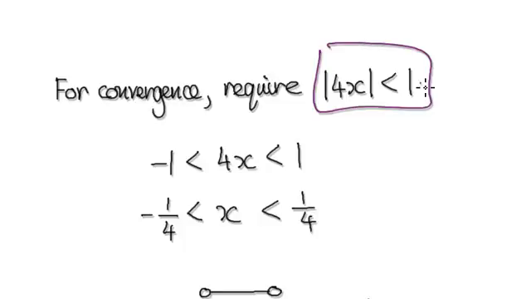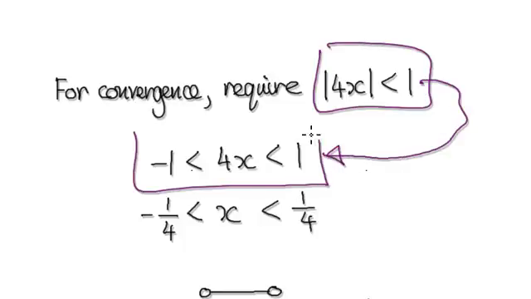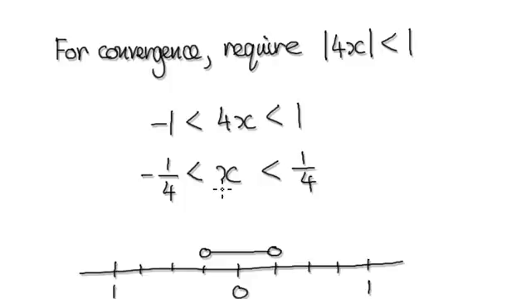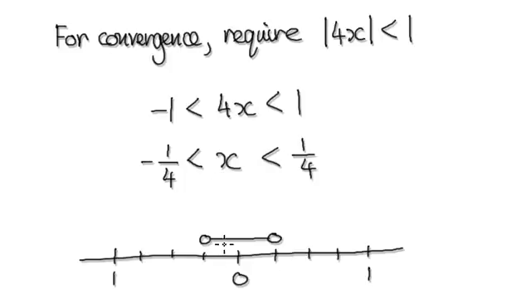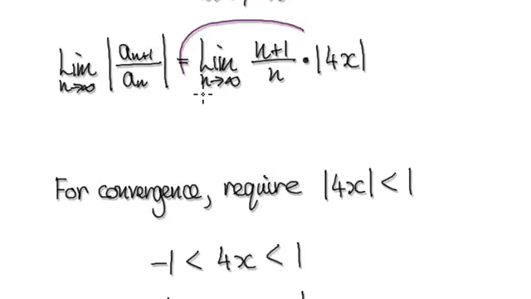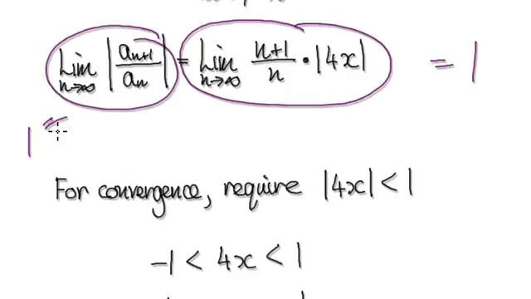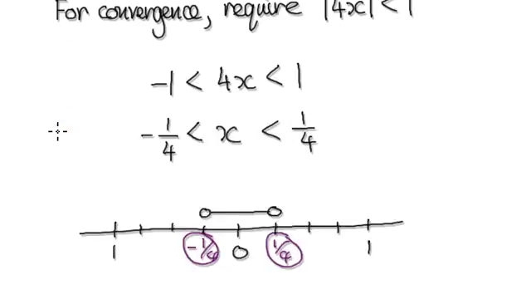Now translate this. Whenever you see this, you can always translate it to this. Divide everything by 4, and that will give you this. So we know that anything in between negative a quarter and positive a quarter, we know for sure our power series will converge. But at negative a quarter and a quarter, this thing here will be precisely 1. When it comes to the ratio test, if this equals 1, then it's inconclusive, so we need to manually check.